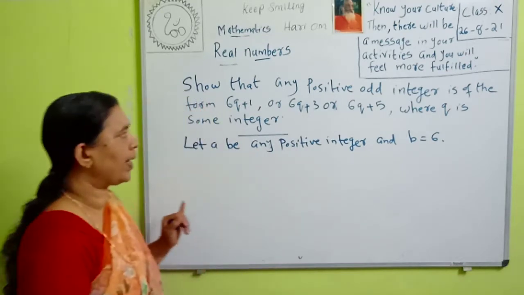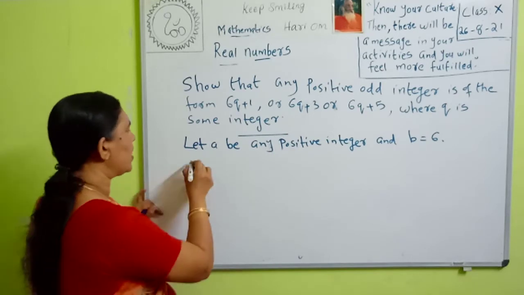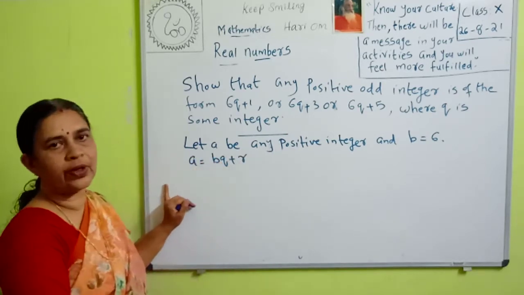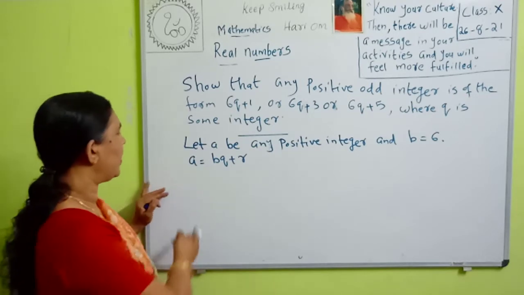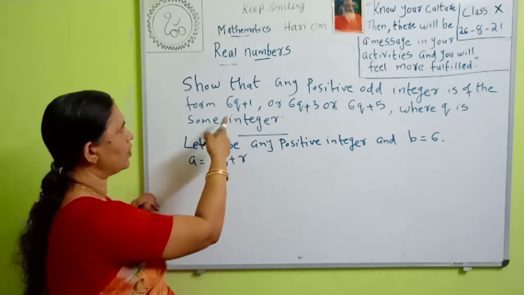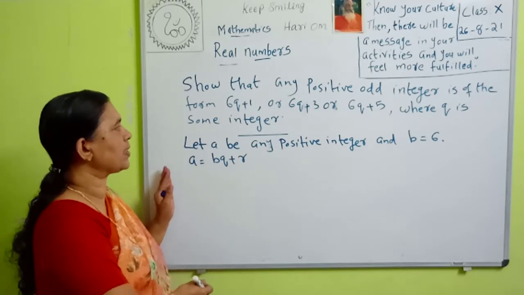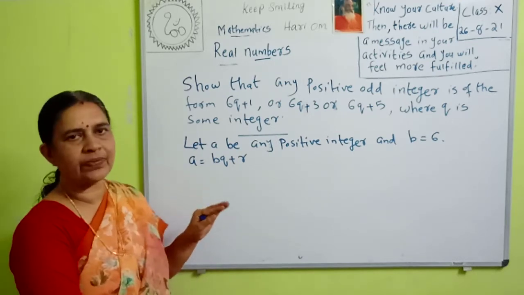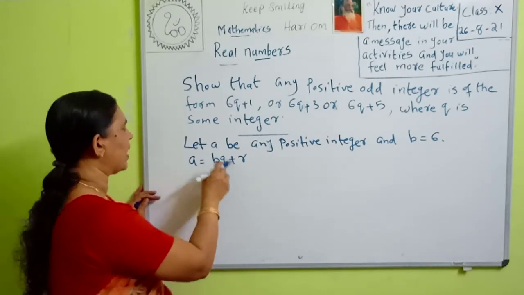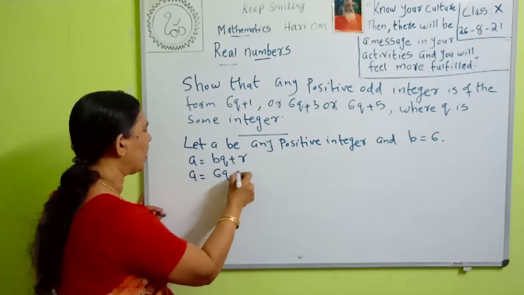Then by Euclid's algorithm, what is a? Therefore by Euclid's algorithm, a is equal to bq plus r. Then instead of b we can put 6. Here b is 6. We are asked to show that any positive odd integer is of the form 6q plus 1 or 6q plus 3 or 6q plus 5. So here we take b as 6. Then a is equal to bq plus r. Then instead of b we can put a is equal to 6q plus r.